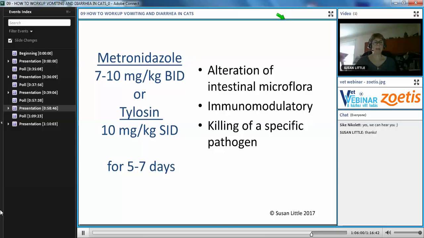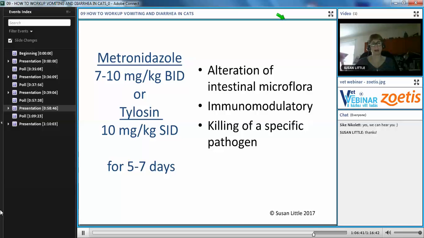So when we talk about the antimicrobials, the two generic ones that we might use would be metronidazole or tylosin. And we use these not so much because they kill a specific pathogen. Sometimes we use them for that, but more often it's their immunomodulatory properties and their ability to influence the microflora. So we sometimes use these in our chronic diarrhea cases as an adjunct therapy for inflammatory bowel disease, for example. And again, it's not so much because we're targeting a specific bacteria, but usually more for their immunomodulatory capability.